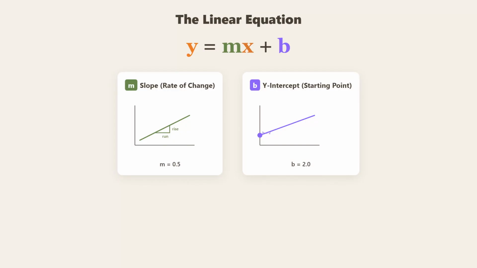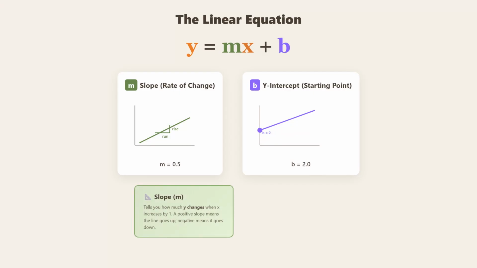Now let's dive deeper into the linear equation y equals mx plus b and really understand what each component means. The slope, represented by m, is the rate of change. It tells you exactly how much y changes when x increases by 1 unit. If your slope is 2, then for every unit increase in x, your prediction increases by 2. A positive slope means the line goes upward from left to right, while a negative slope means it goes downward.